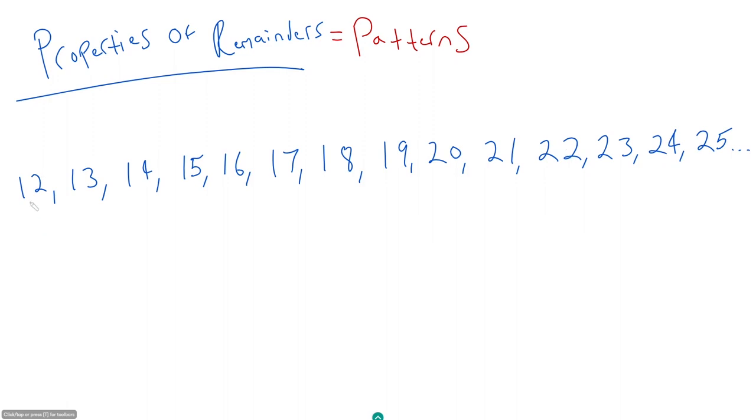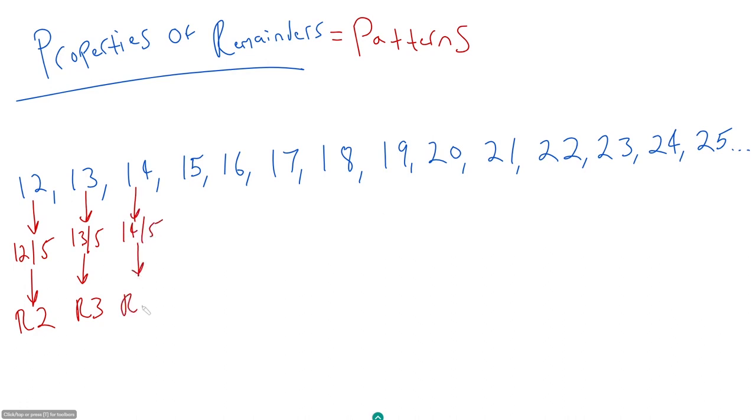And so here, 12 divided by 5, this would be what? This would be 2 remainder 2, right? So 13 divided by 5 would be 2 remainder 3. 14 divided by 5 then would be what? This is 2 remainder 4. And so we can start already seeing a pattern emerge in our remainders as we go from 2 to 3 to 4. But then what happens when we get to 15?